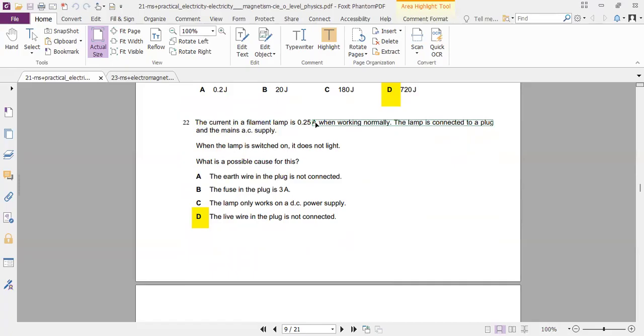So we have 0.25. The lamp does not light on because the live wire in the plug is not connected. Every other choice is not relevant. The earth wire doesn't turn on the lamp. The fuse 3 amps still works. The lamp works on AC/DC. Power supply, no.